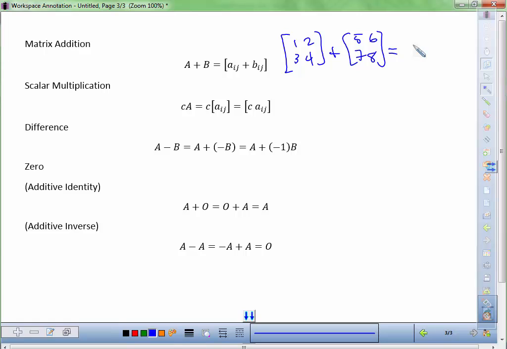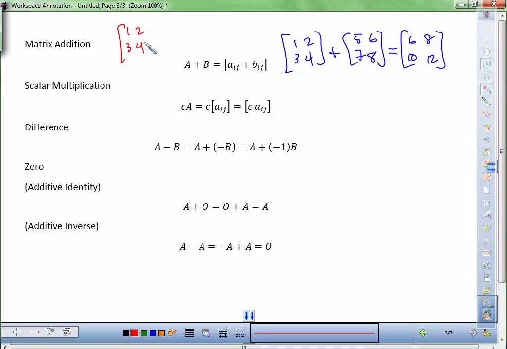And if they are the same size, then each of the ij entries in the first matrix and the second matrix will have to match up and be added together. So we got 1 and 5 is 6. This is 7, 8. This is 10. And this is 12. If they don't have the same rows and same columns, then you're not going to be able to add them.